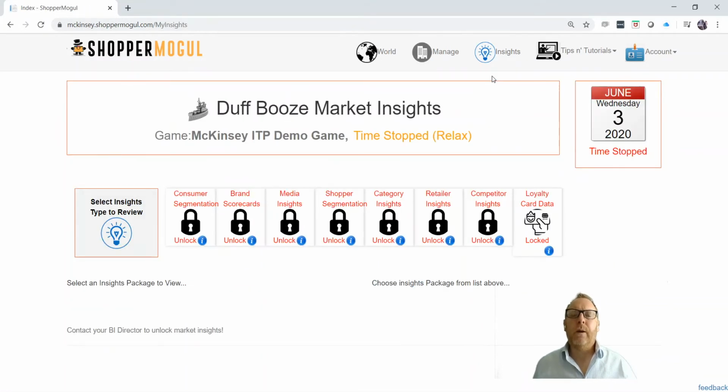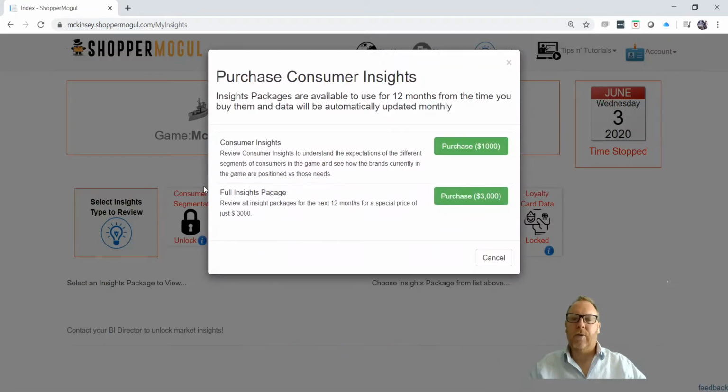Now, a couple of things to clarify before we dive into them. Insights in the Shopper Mogul world are something that you have to invest in. The first time you or someone from your company visits this page, you're going to see something that looks like this, with all of the different insight options locked.